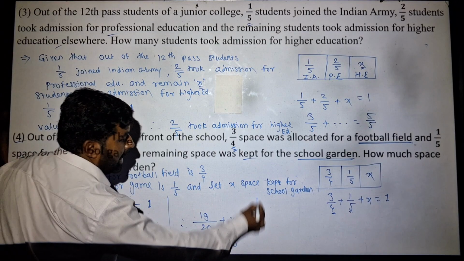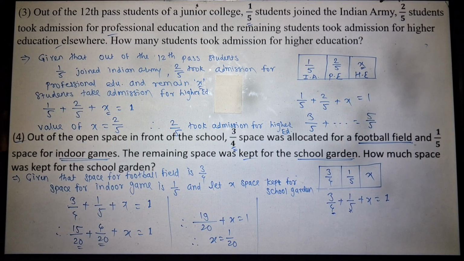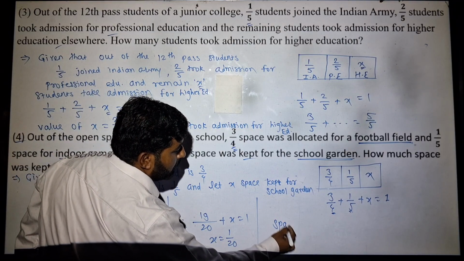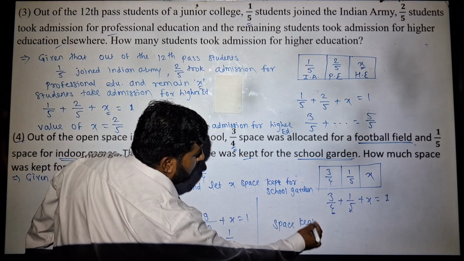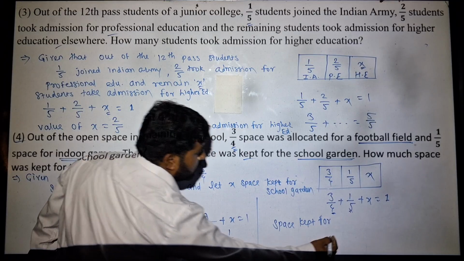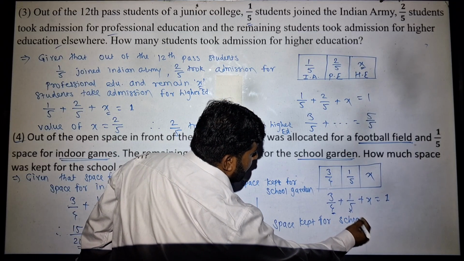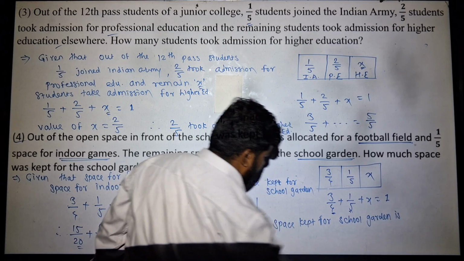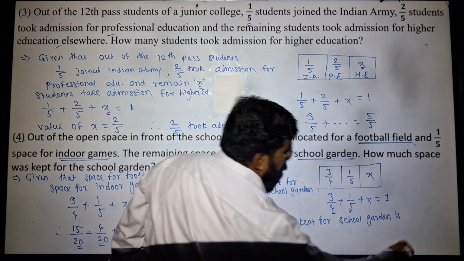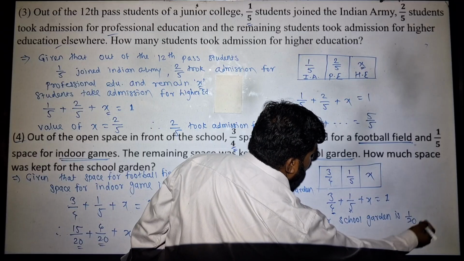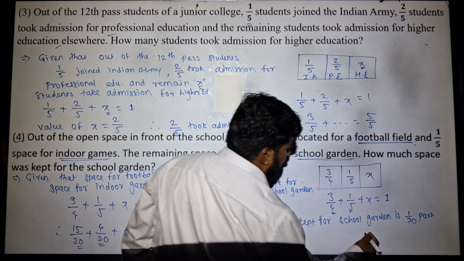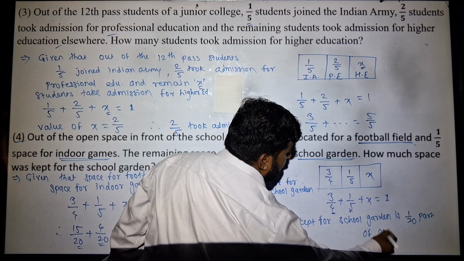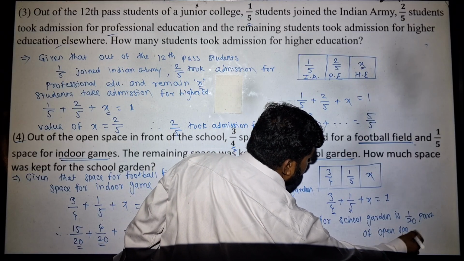Now our answer is that the space kept for the school garden is 1 by 20 part of the field of open space.